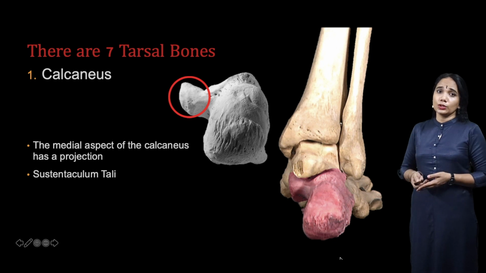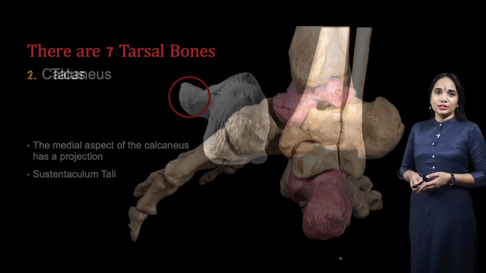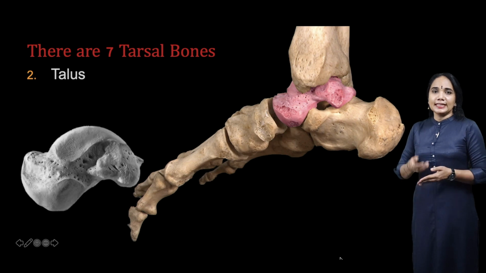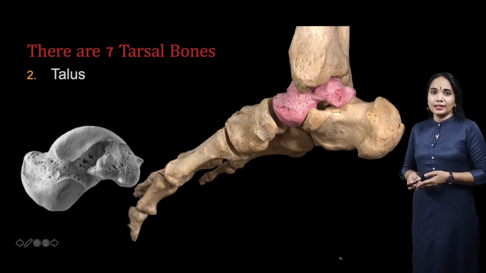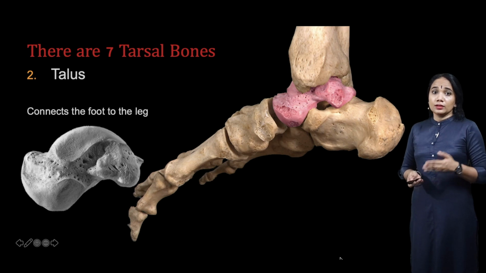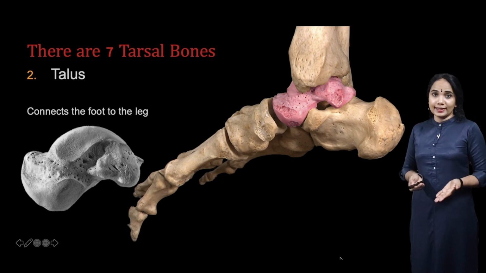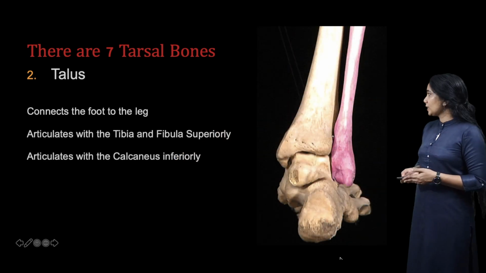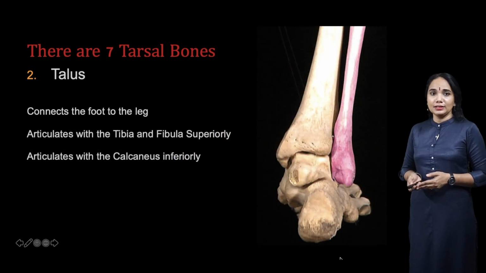Which brings us to our second tarsal bone, which is a talus. So talus is a tortoise-shaped or turtle-shaped bone with a head and a body. This is the bone which connects the foot to the leg. So let's look at another picture and see how that happens.